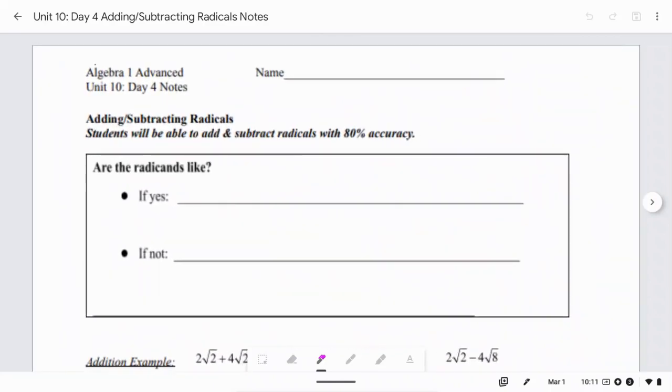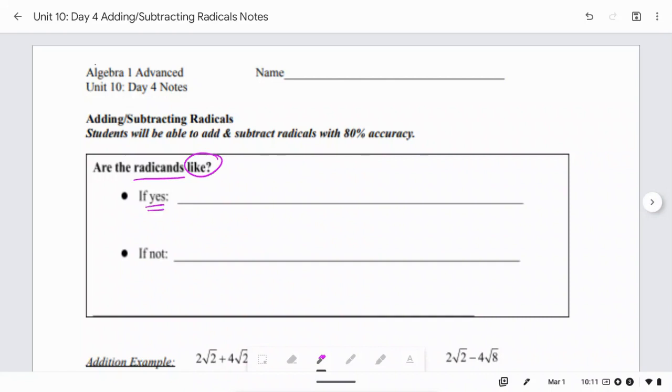In this video, we will be discussing how to add and subtract radicals. There's one question you're going to ask yourself, and you're going to determine your route based on whether the answer is yes or no. First, you're going to look at the radicands and determine, are the radicands like? Are they the same? Is the same number underneath the square root?